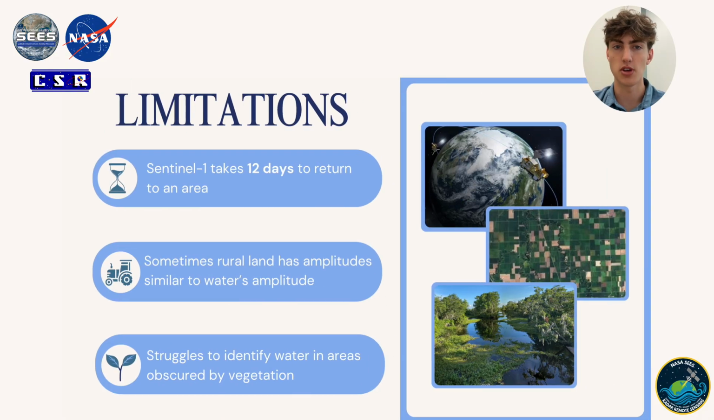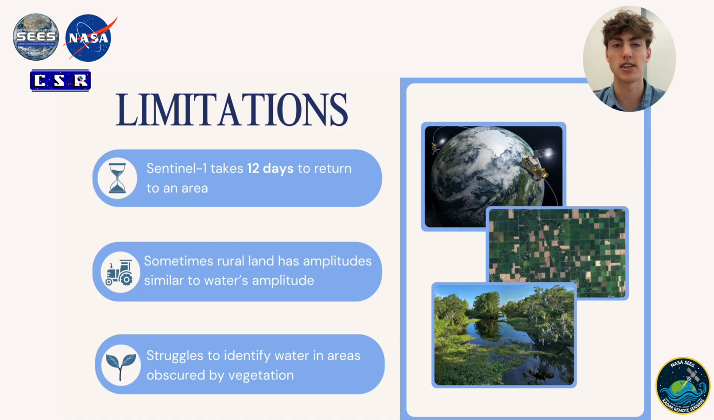SAR data is very useful. It enabled us to detect floods and flooding patterns, but it does have some limitations. Sentinel-1 takes 12 days to return to an area. If that area has a flash flood the day after Sentinel-1 passes, the flood will likely be gone by the time the satellite returns, so we'd be missing out on some crucial data. Another problem is that in some cases, farmland will have a detected amplitude that is higher than water's amplitude, making it hard to determine what is water and what is land. This is what complicated the Madera County case.